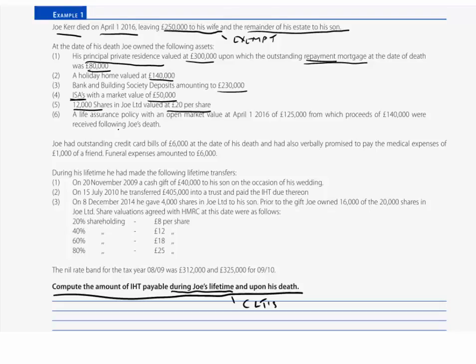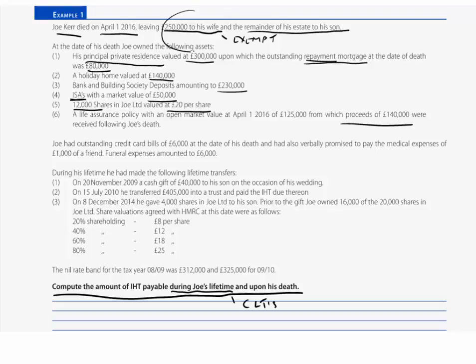A life assurance policy. Now, what was the rule on life assurance policy? We're told open market value at the date of death and proceeds that were received obviously following Joe's death. It's the proceeds that we pick up. That will allow you to list out assets.